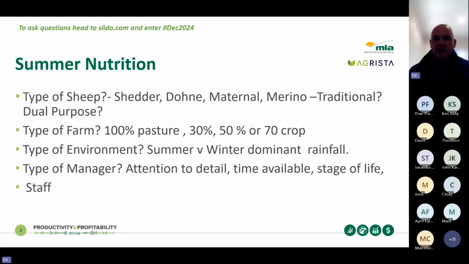If you're on a 100% pasture operation, your recommendations are going to be different to someone who's got 30% crop, 50% crop, or even 70% crop. And those people who've transitioned through those spaces will know exactly what I mean, and how much it changes those summer nutrition recommendations. And then we look at the type of environment that you're living in Australia.